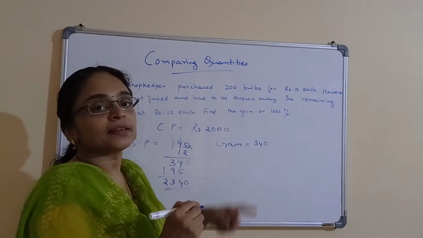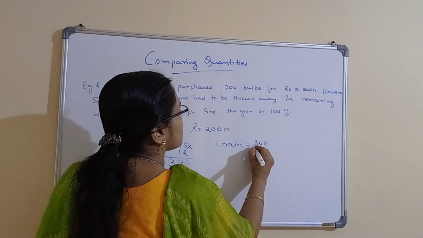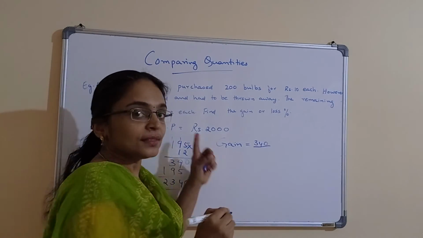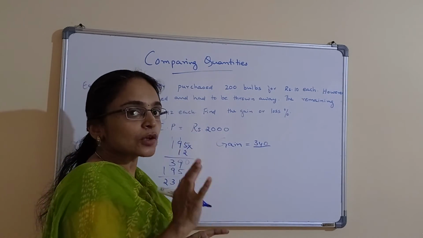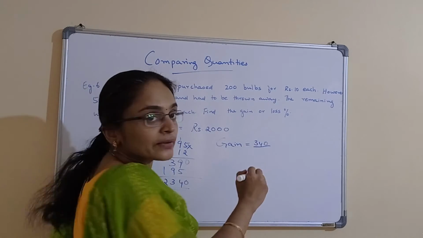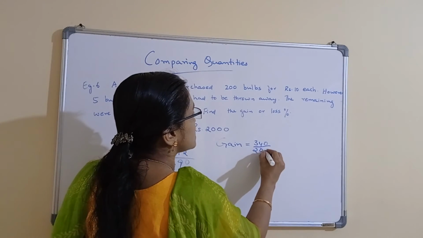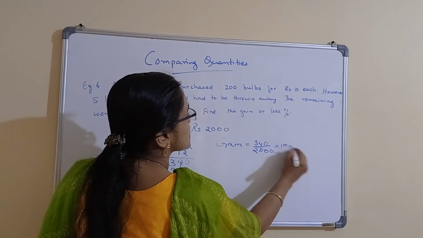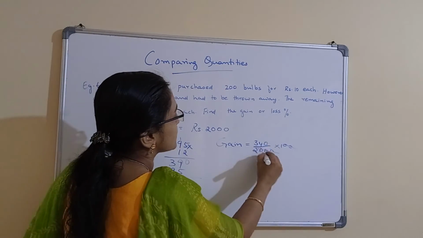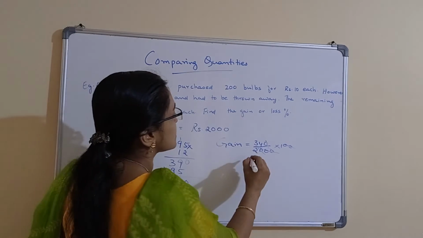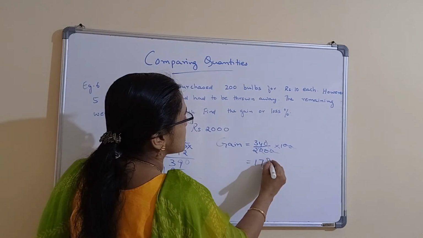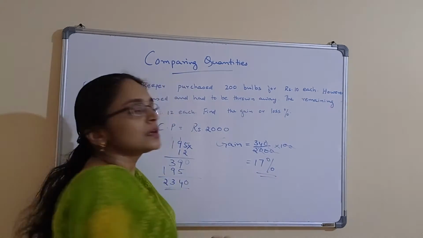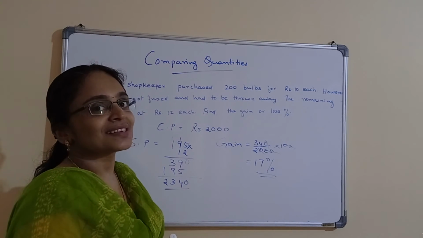Now, we have to find the gain percent. We'll find the gain percent on the cost price. That is, it depends on the cost price. So, 340 by 2000 into 100 is the gain percent. So, 0, 0 will get cancelled. And here also 1, 0 will get cancelled. 34 by 2 is 17. So, what is the gain percent? It is 17%. Easy, right?